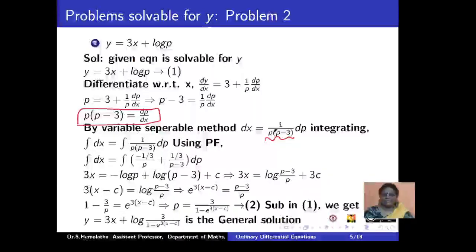What is that working? The denominator is a product of two terms. Whenever it is a product of terms, we need to split. That splitting is always done by the partial fractions method. So using partial fractions, I can split and write it as A by p plus B by (p minus 3). And then if you solve and find the A and B values, it will be of this kind. Please check it on your own.